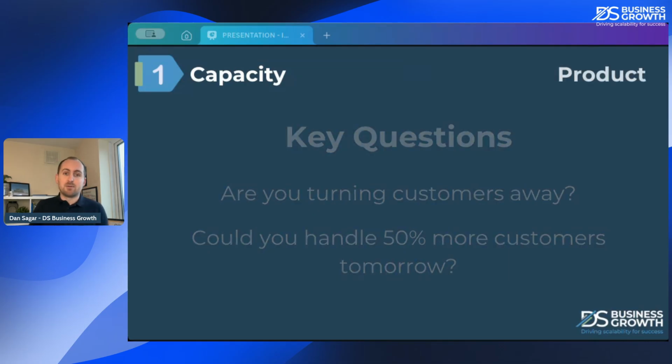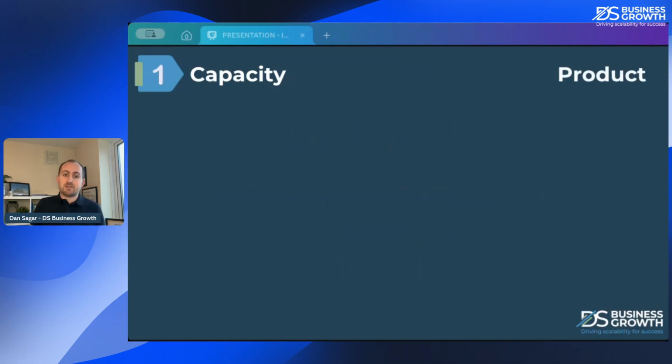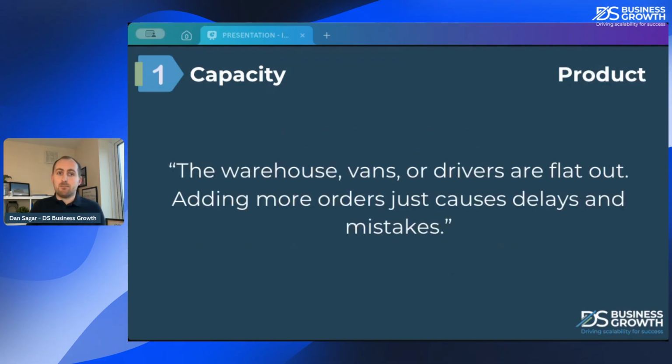So sticking with our examples, looking at our product-based business again for today, our electrical wholesaling business. For example, our warehouse, our vans, our drivers, one or multiple of these are absolutely flat out. If we got more customers, more orders, that would just cause more delays, more mistakes, and probably a bit more carnage generally around the place. So everyone is just working flat out. It could be seasonal as well, especially this time of year. Certain businesses are flat out for Christmas. Those product-based businesses, people buying presents, gifts, all that stuff is happening. So if you're flat out and you can't deliver any more without it causing a bit of carnage, potentially capacity is your constraint.